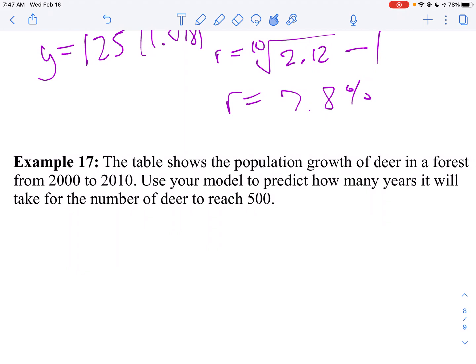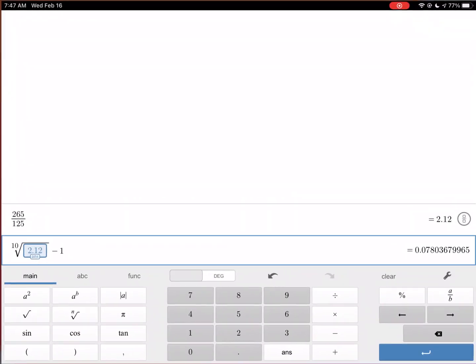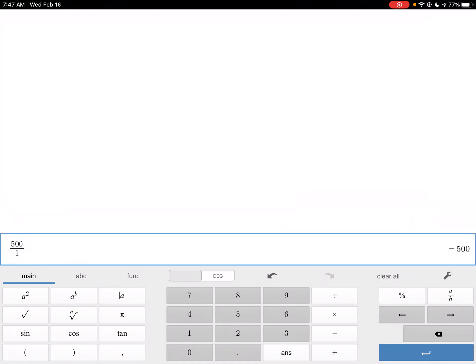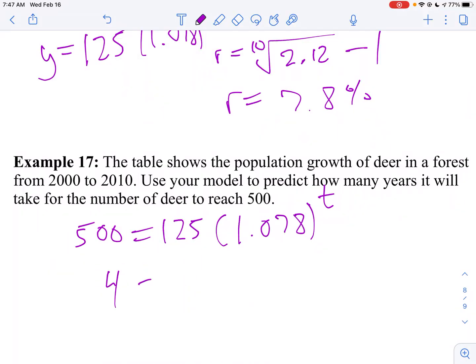The table shows, okay, I want to know how many years it's going to take to reach 500 deer. So in other words, 500 equals 125 times 1.078 raised to the t power. So I'll divide both sides by 125. 500 divided by 125, I think that's a nice number. I want to say 8, but I'm not sure. 4. Okay. So 4 equals 1.078 to the t power.